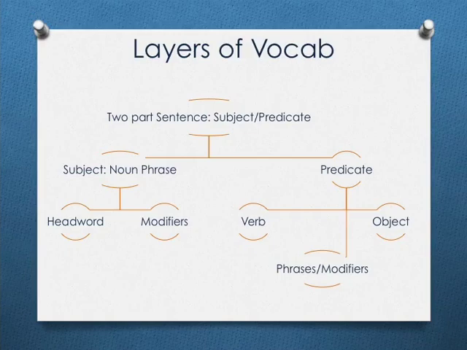Every sentence must have a noun and a verb, and may also have an object, phrases, and modifiers. We'll get to the object, phrases, and modifiers later, but for now, know that a sentence has two parts: the subject, which can be broken down into the noun phrase, and the predicate, which must include a verb.